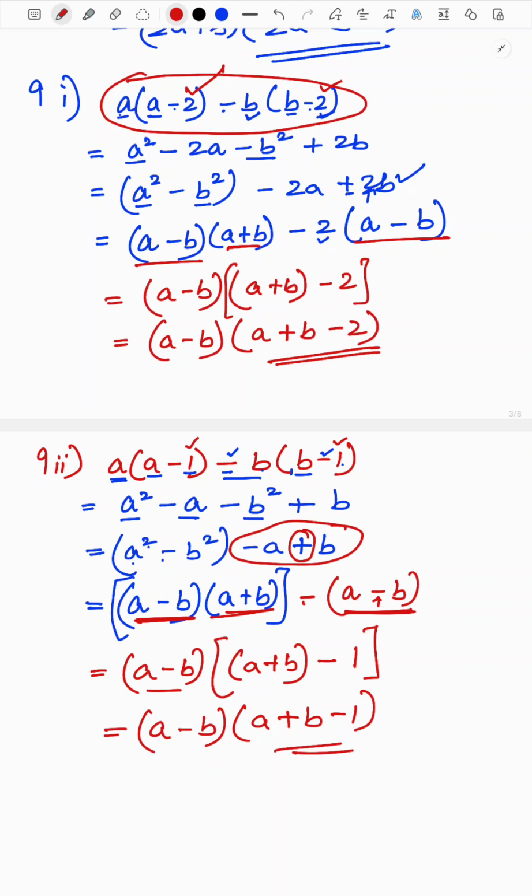Okay, so let's do 2 more questions from question number 10 for this video. Question number 10(1). Let's write the question. Question number 10(1) looks like 9 minus x square plus 2xy minus y square. Now if you see in this question, this 9 can be written as 3 square, no issues.